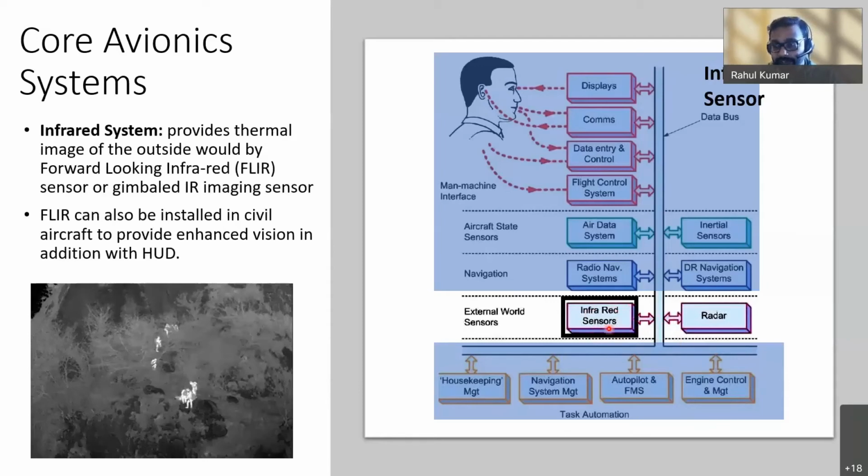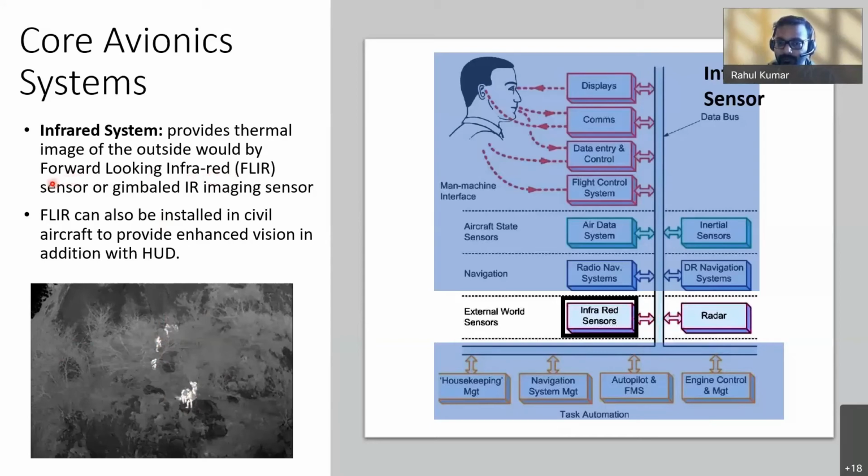So the infrared sensors, I think you all must be aware of what infrared sensors are used for. Basically they provide a thermal image of the outside world, an image something similar to this one. Your infrared system captures the heat sources, right, and represents them by different shades of gray, something like silver, right? So the pilot can identify objects even in the dark or at night.